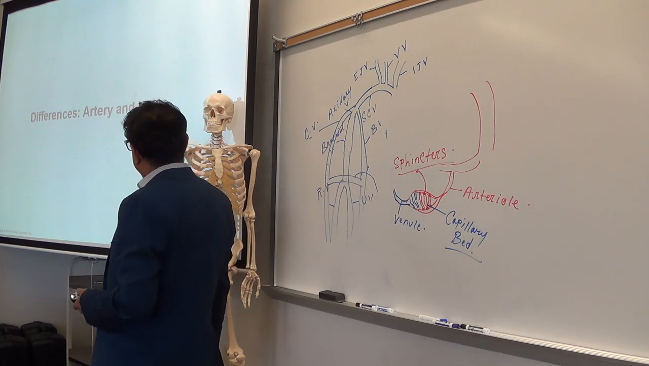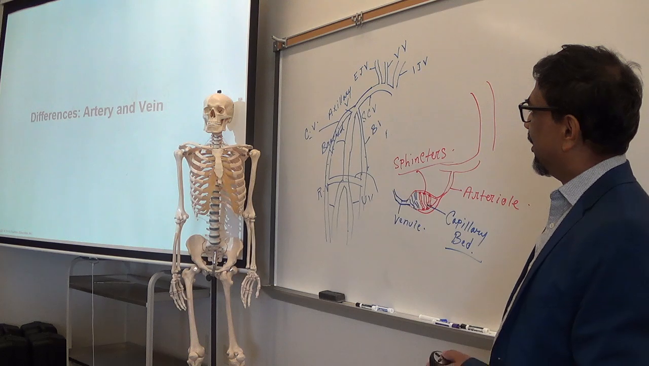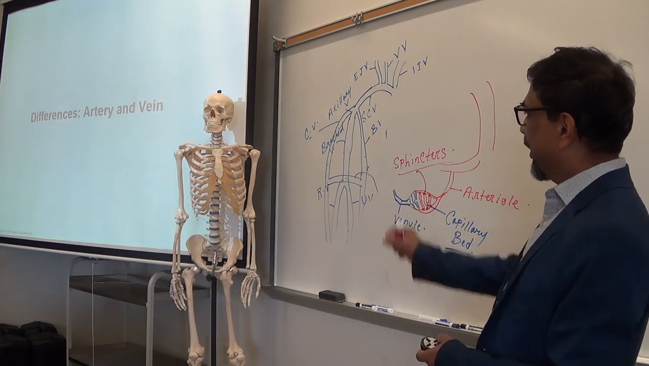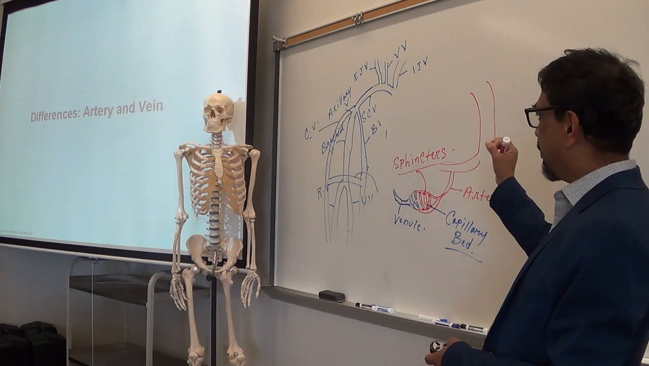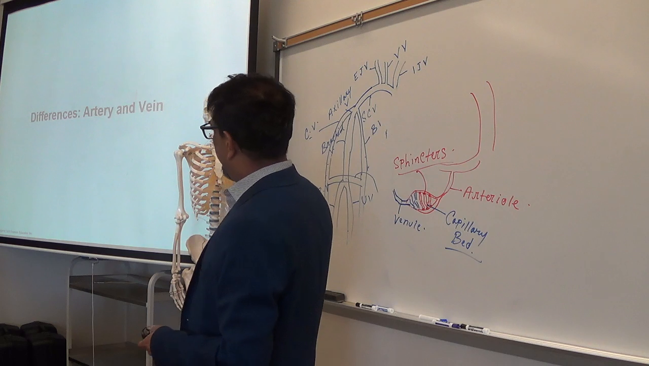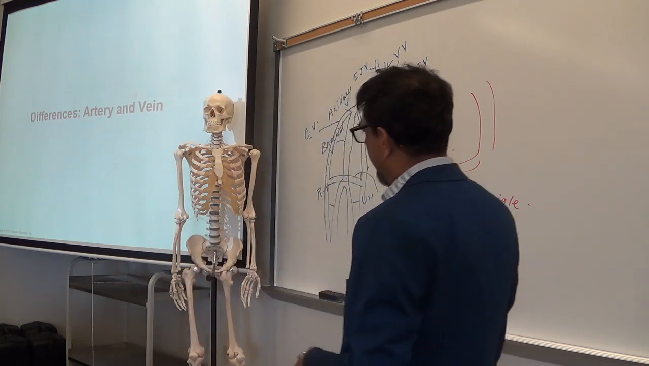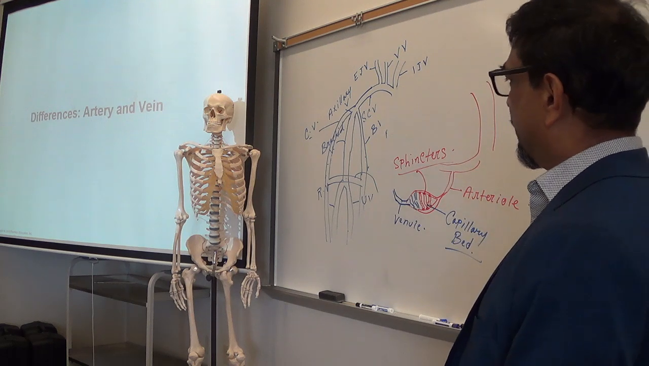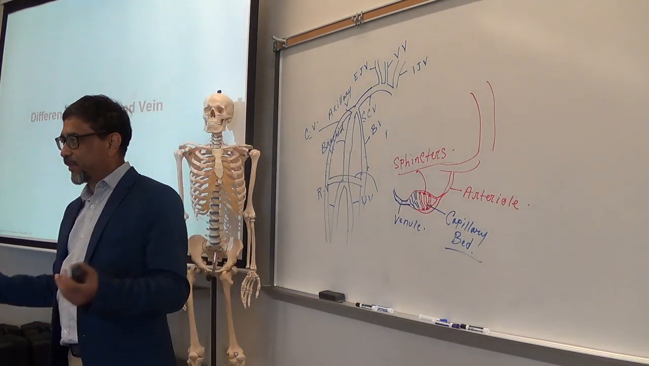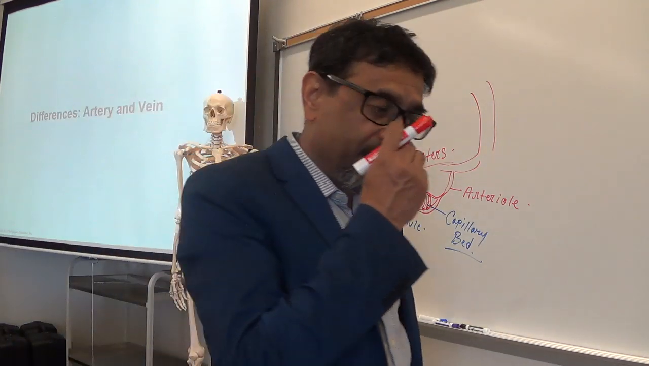In the last class, I explained the differences between the artery and vein. Remember, the wall is thick in artery, thin in vein. Lumen is round in artery, smaller, flat in vein, larger, and pressure is high inside the artery, pressure is low inside the vein. Arteries don't have valves, veins have valves. Remember that? I mentioned those differences between an artery and a vein.